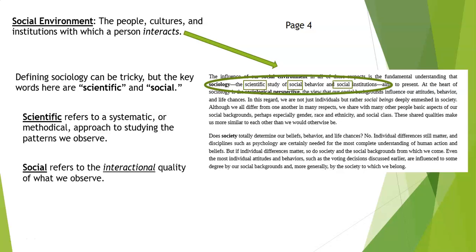And then social. And again, when you see the word social, think interactional. Think humans interacting with one another. That's what we're talking about. We're talking about the scientific study of how humans interact. So again, for it to be sociology, more than one person has to be involved. So this is the social moment when two people start interacting. That's where sociology begins. That's that social moment.